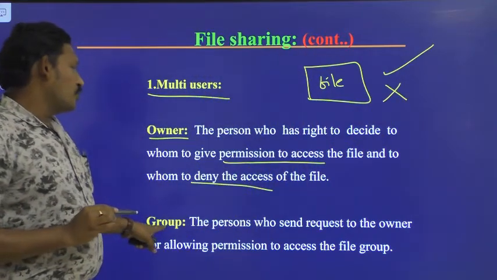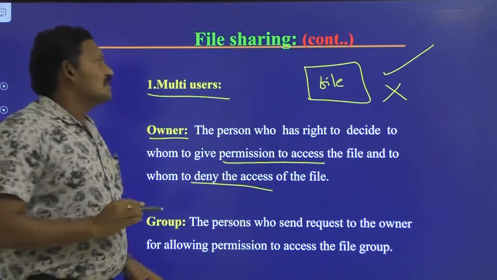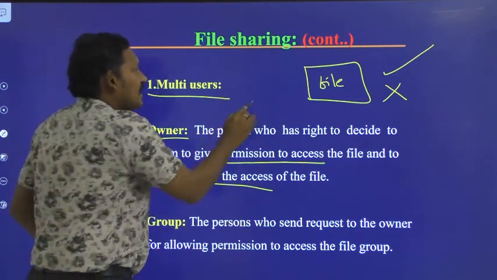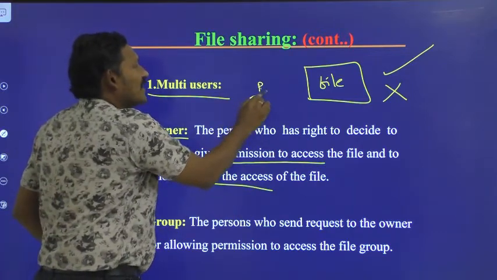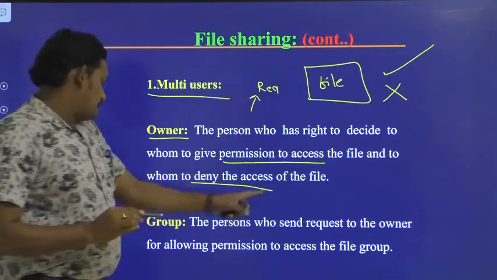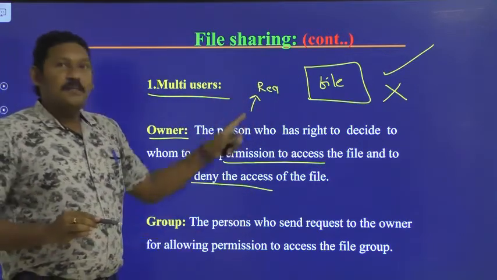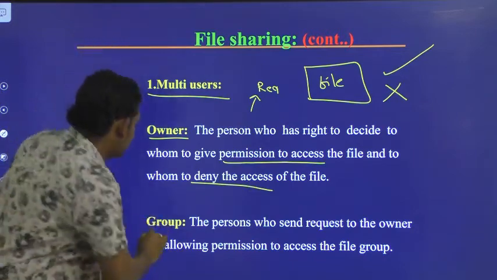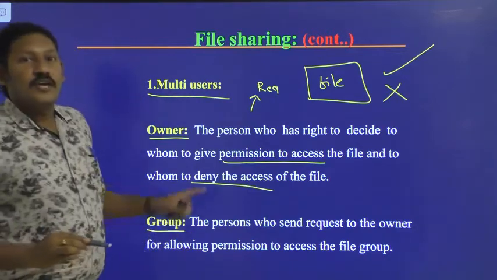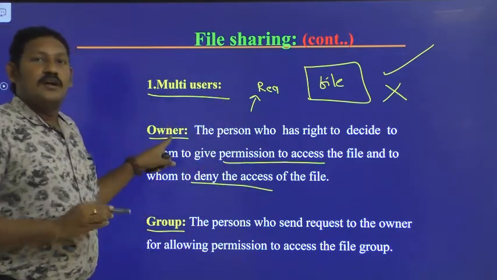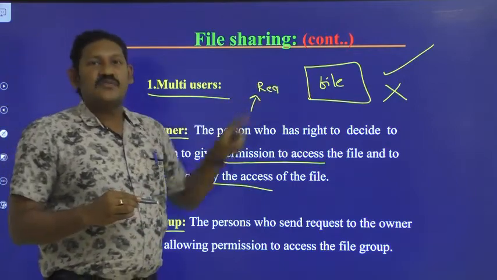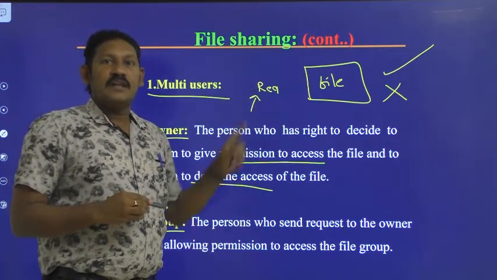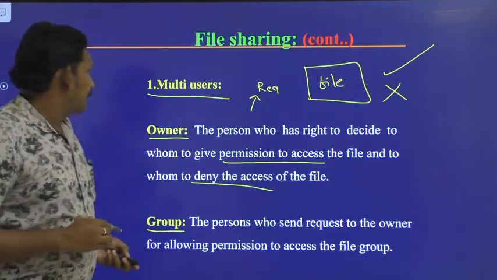Next one is the group. The group is the persons who send a request for accessing this file. They are the set of people who make a request to the owner to give permission to access this file. They are the group.